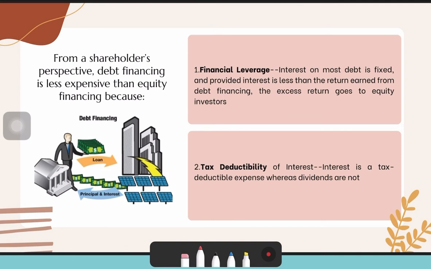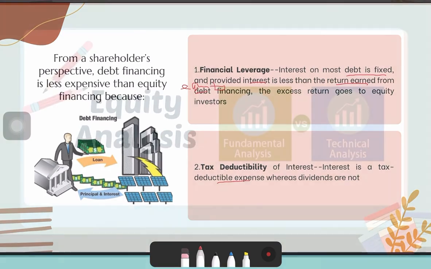Why? Because number one, financial leverage. The interest on most debt is fixed, and provided the interest on debt is less than the return earned from equity financing, the excess return goes to the equity investor. And number two, because of tax deductibility. The interest is a tax deductible expense, whereas dividends are not. So that's why the shareholders think debt financing is less expensive than equity.